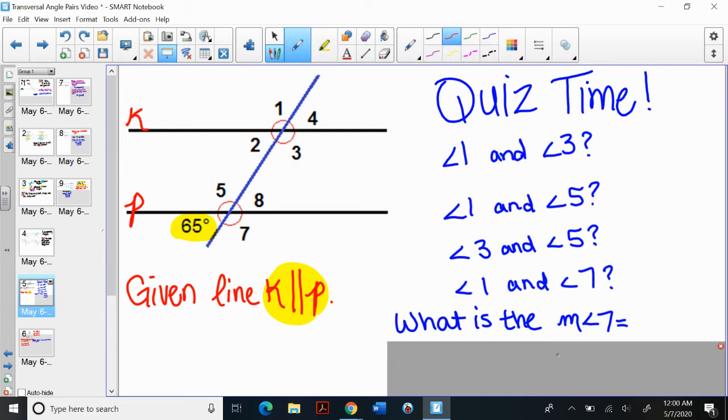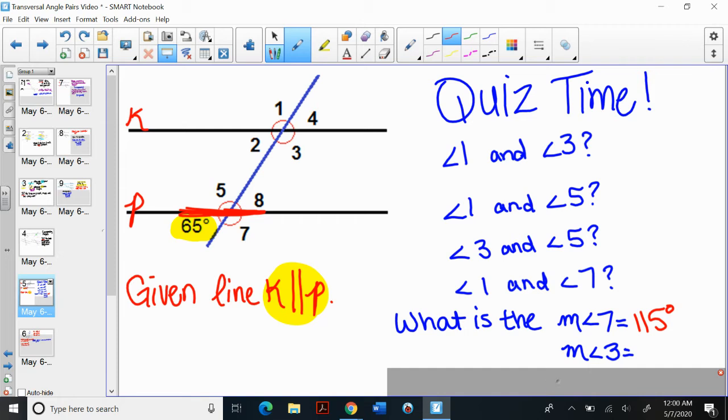All right, cool. And so that would be 115 degrees. And I know that because 65 degrees and 7 are sitting on the same line. So they make up a linear pair. We know that a linear pair is supplementary. That's all. Awesome review from last week. What about the measurement of angle 3? Good. So since we know that angle 7 and angle 3 are corresponding angles, both in the bottom right corner of the intersection of the transversal to the line, it is also 115 degrees because given the parallel lines, those corresponding angles will be congruent.